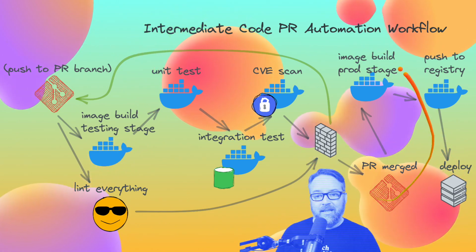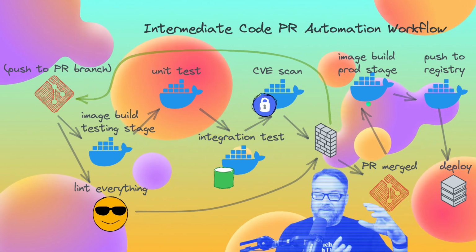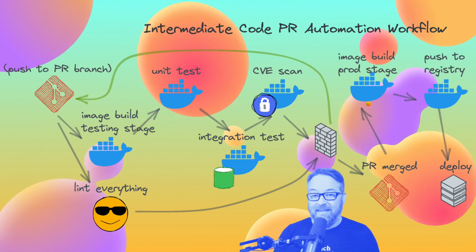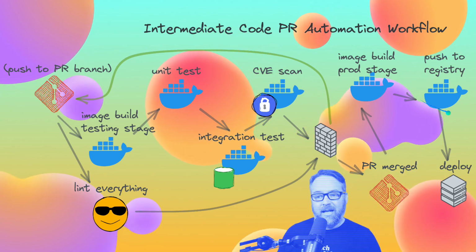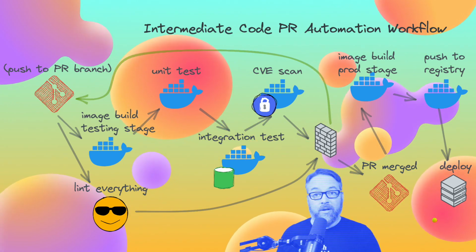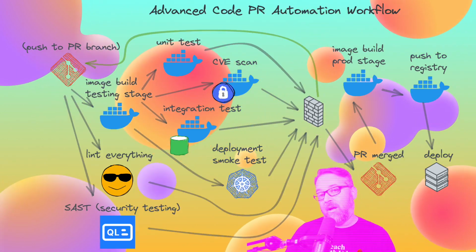That's rebuilding the image with that production stage. Really, again, it's just the subset of stuff that you had in the testing image. And then we're pushing that to our preferred registry and then deploying to one or more environments. And finally, this is the coup de grâce.